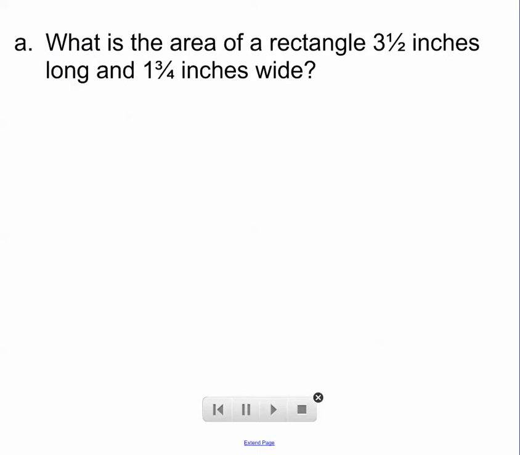What is the area of a rectangle 3 1/2 inches long, 1 3/4 inches wide? Well, one formula for area of a rectangle is length times width. We've used base times height a lot, but basically it's one dimension times the other dimension. So in this case, we'll go length times width. The length is 3 1/2 inches. The width is 1 3/4 inches.